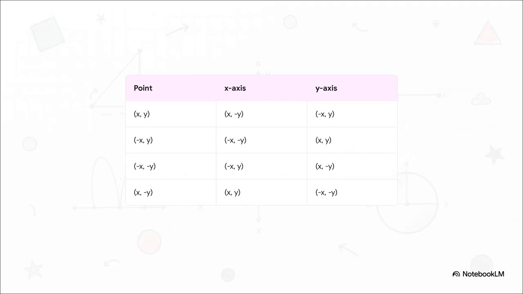So this table brilliantly shows the core rules of reflection. Watch how the signs flip depending on which axis acts as your mirror. If you take a standard point, let's call it x, y, and reflect it across the x-axis, the x stays exactly the same, but the y becomes negative. It basically drops down below the mirror line. Now, if you take that same point and reflect it across the y-axis, the y stays put, but the x jumps to the other side, becoming negative x. It's really just a beautiful, symmetrical dance.